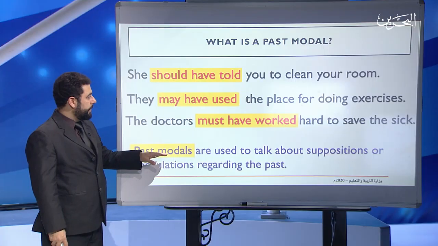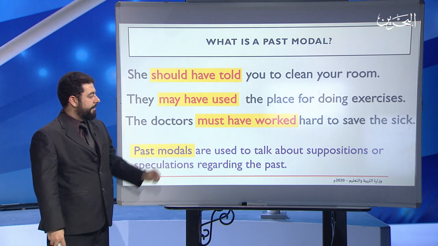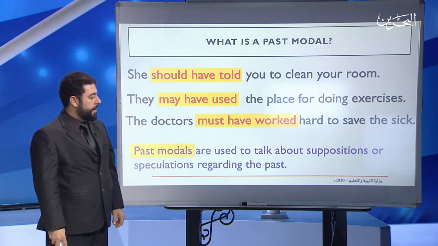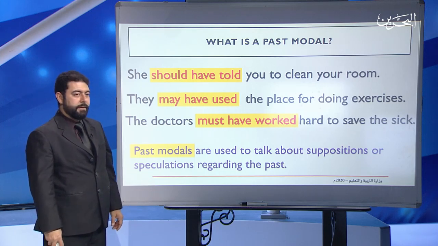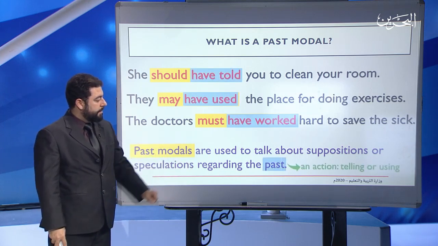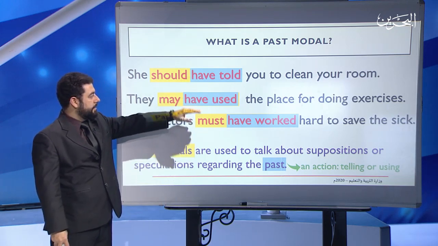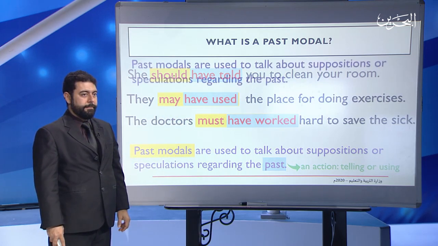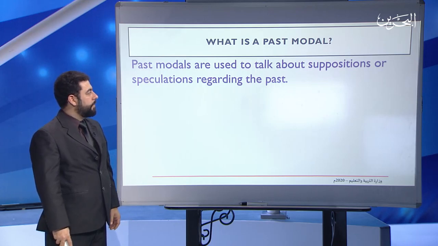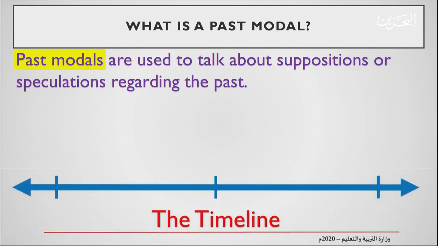So, past modals like should have told, may have used, must have worked are used to talk about suppositions or speculations regarding the past. A past action, something like telling or using. You will find them in each sentence. Have told, have used, have worked. So, let me explain past modals even further. Past modals are used to talk about suppositions or speculations.